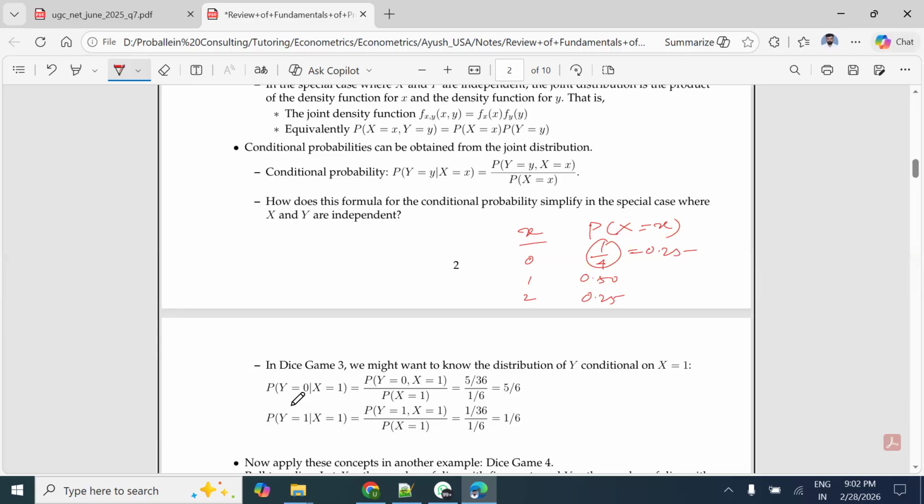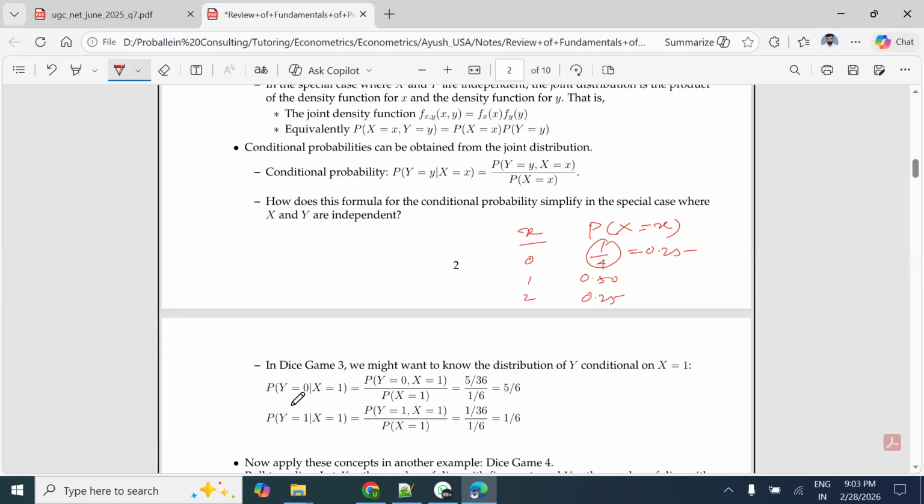Sir, actually you already taught us this concept. No, I have already taught you, but it should be very simple so that you will be able to understand.